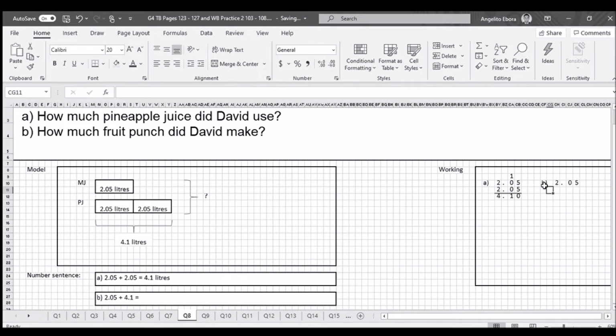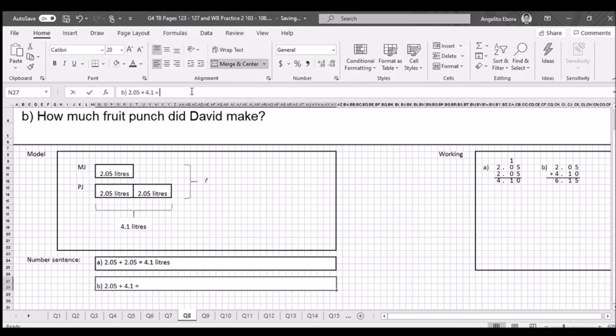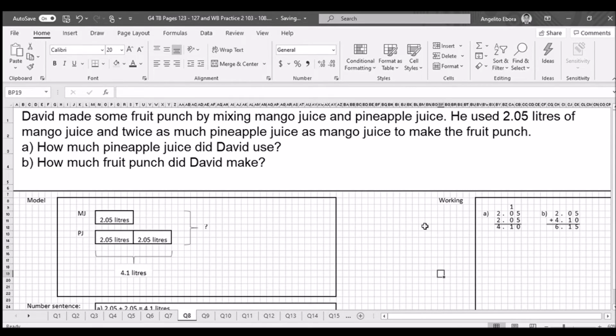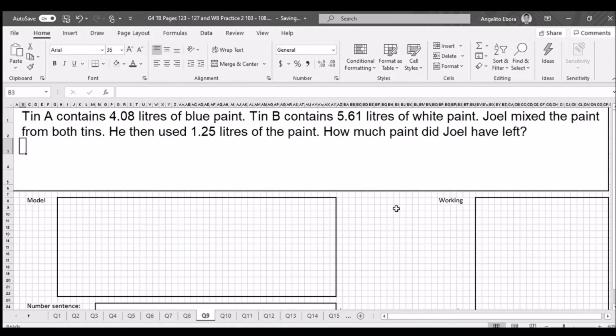2.05. Then I need to add the pineapple juice, which is 4.1. Okay, so this one with or without 0, it's the same. So 5 plus 0 is 5, 1 plus 0 is 1. The decimal point, 2 plus 4 is 6. So 6.15 liters. So we're done solving this problem. Let's proceed to the next question.